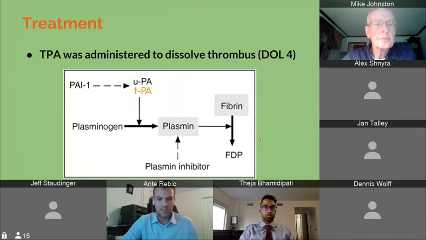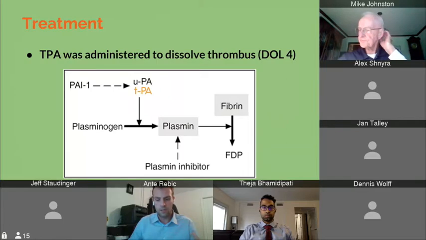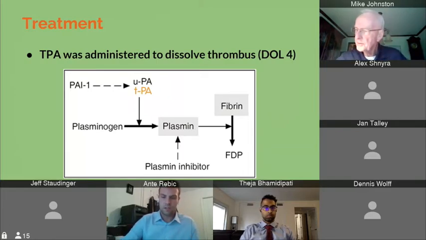So tissue plasminogen activator, for those of you who don't know, works by activating plasminogen into plasmin that breaks down the fibrin clot. So if you remember from the previous picture, we had that fibrin clot on the bottom. Now we're going to use plasmin, which will be activated by our drug, to break down this clot. So now we're administering both drugs that will stop further clotting and that will dissolve the already existing thrombus. And this happened on day of life 4.